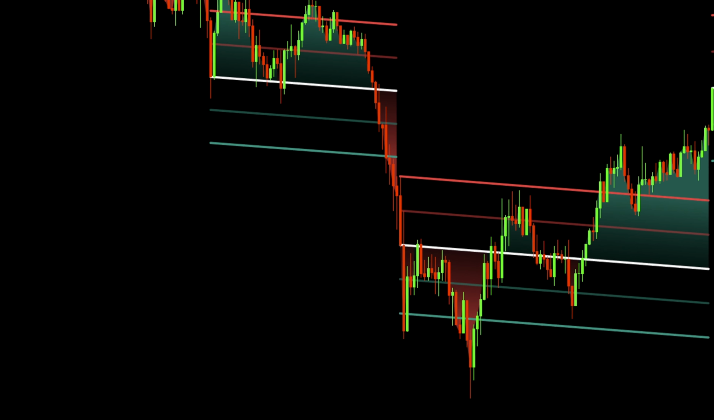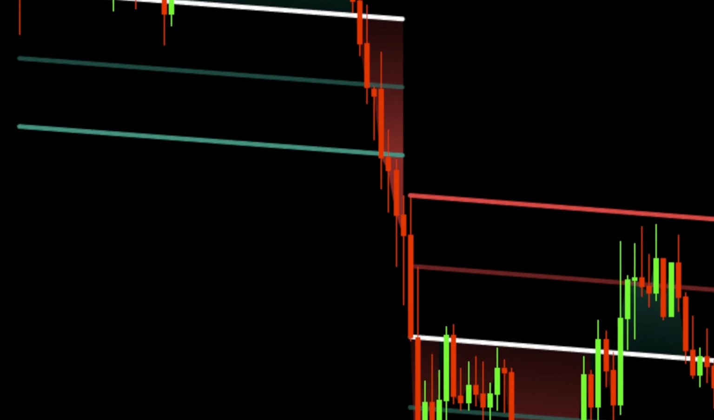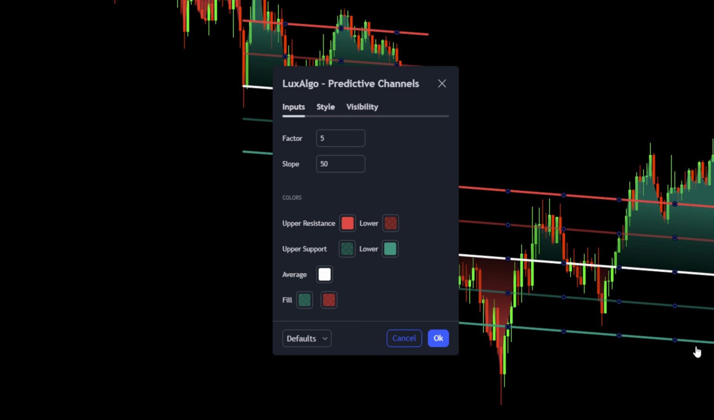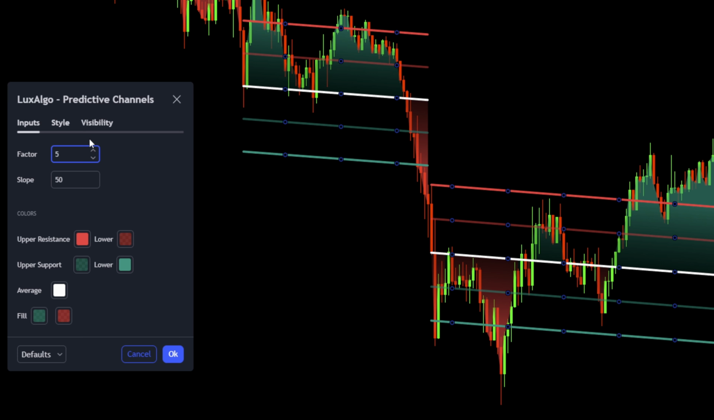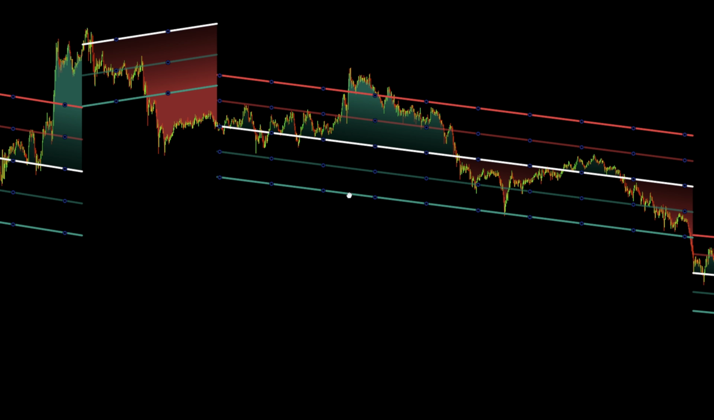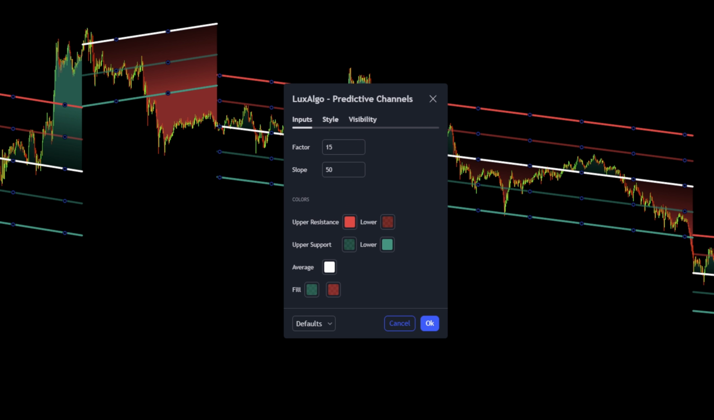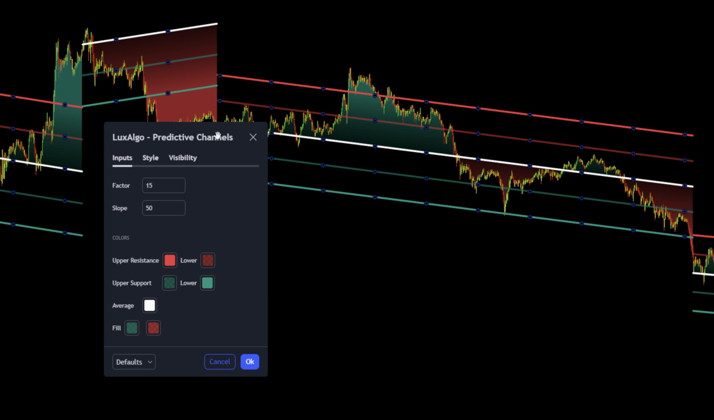When the price moves a lot away from the expected trend, we'll see new lines or channels form. We can think of it like setting boundaries. The factor setting decides how far the price can move from what we expect before we say it's doing something new. If we set this number higher, it allows more room for movement, so we won't see new channels too often. The slope setting changes how slanted the channels are.